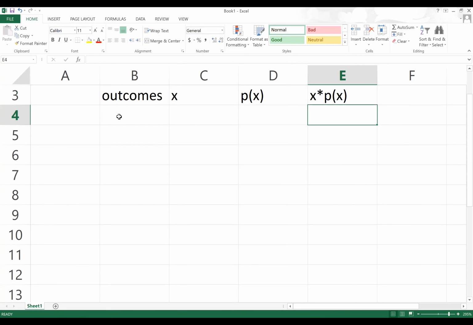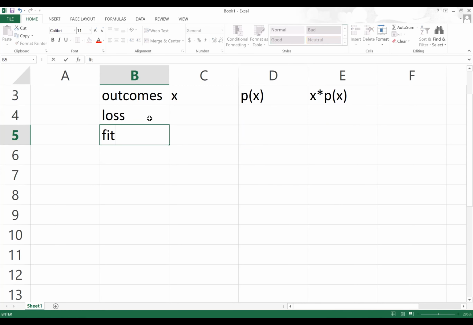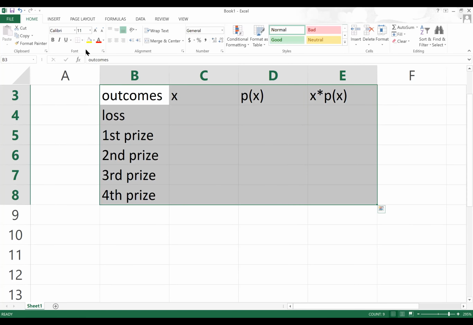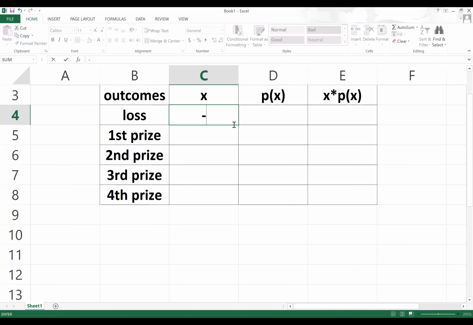Now next thing you just have to look at all the outcomes. So we have a loss, first prize, second prize, third prize, fourth prize, and that's all our outcomes. And now we're going to give a monetary reward or loss. In this case, all you can lose is $100, right? And for that, the second one is 25,000 minus 100.